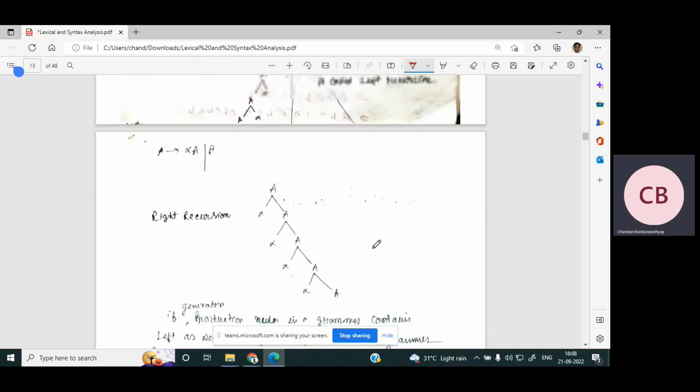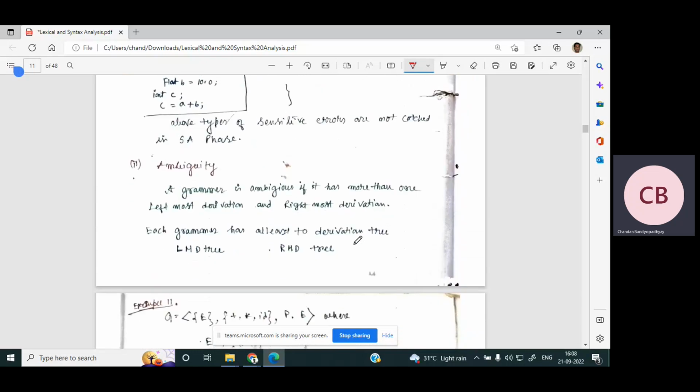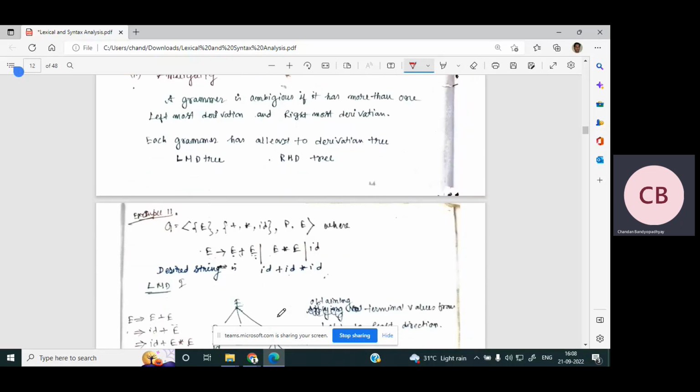Let me check. Okay, this ambiguous part we will be covering in the syntax analysis phase.